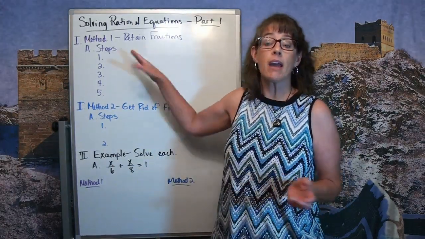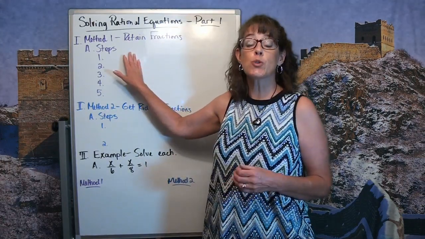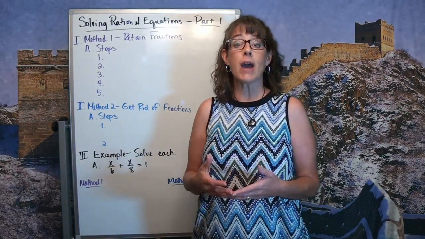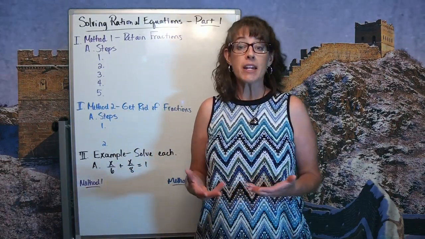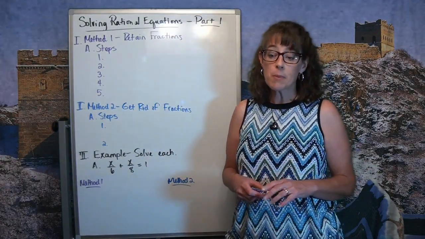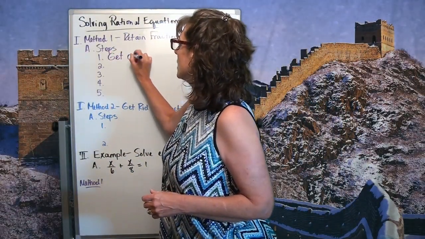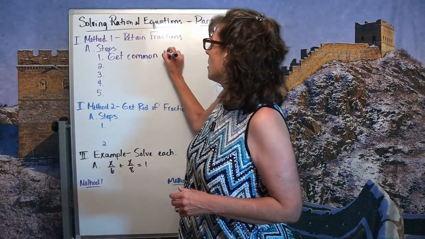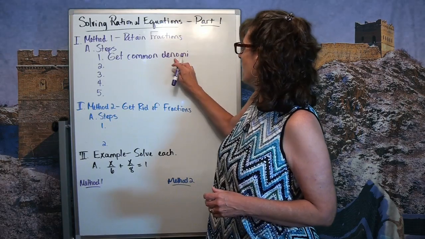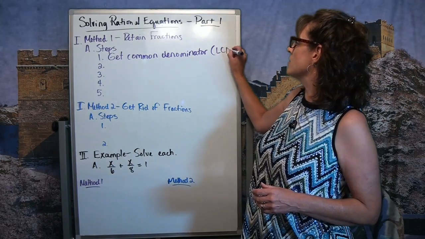Method one says, okay, I've got fractions in there and I'm adding these fractions. So what I'm going to do is retain the idea that I have fractions in here, and I'm going to say, what does it take to add fractions? And you're right, it takes a common denominator. So in this first method, our first step is going to be that we get the common denominator, which we lovingly call the LCD.